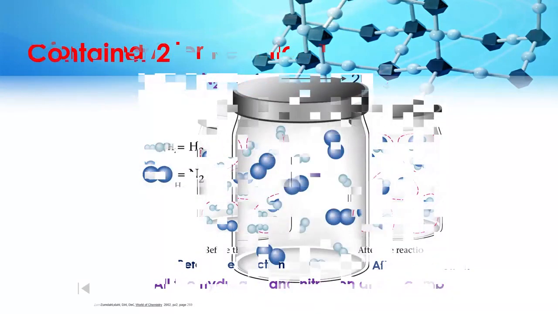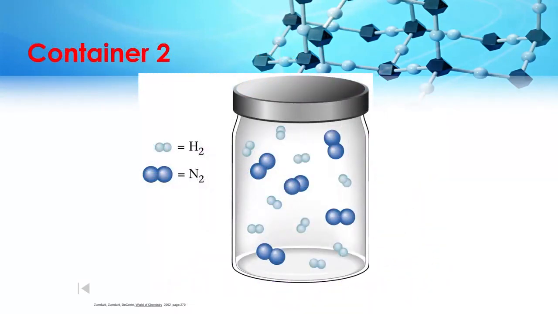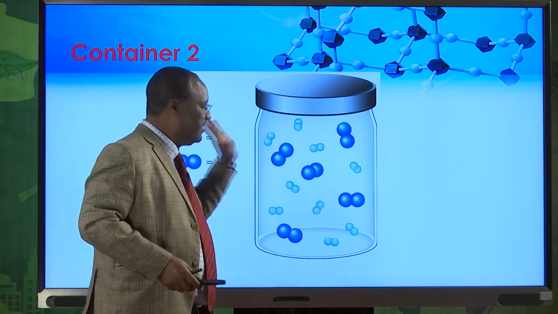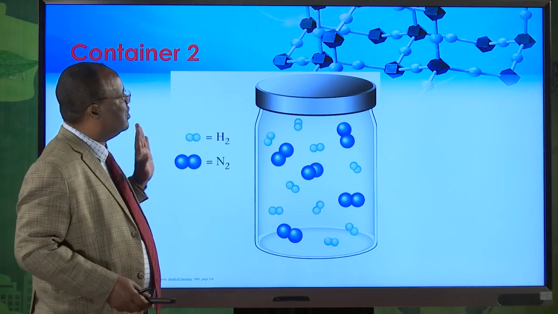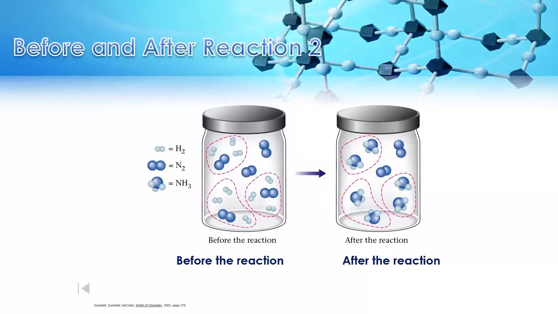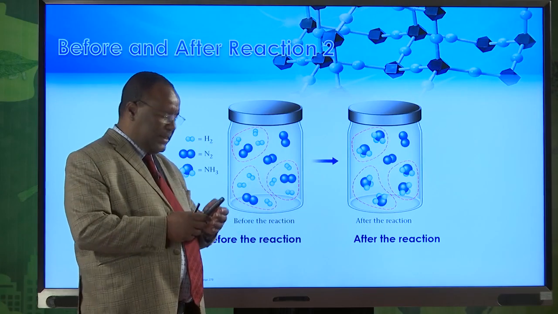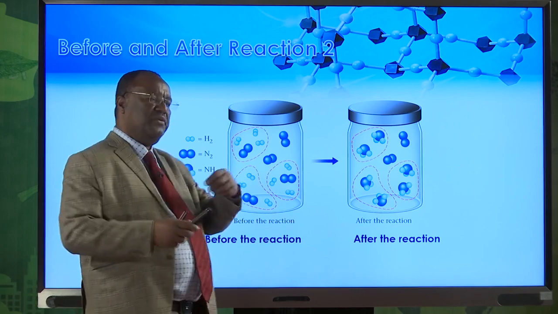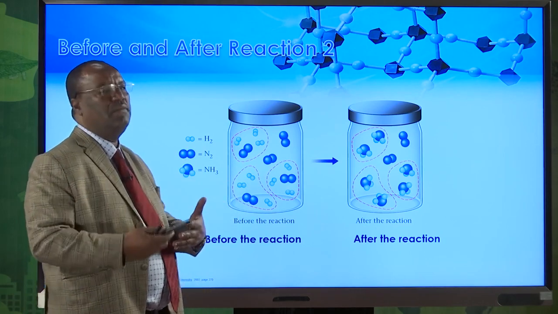Let's go to the next. Here you have, in this container, 1, 2, 3, 4, 5 molecules of nitrogen. How many molecules of hydrogen do we have here? 1, 2, 3, 4, 5, 6, 7, 8. We have only 8 molecules of hydrogen in this vessel before the reaction. According to the balanced chemical equation, there must be 3 molecules of hydrogen for 1 molecule of nitrogen.